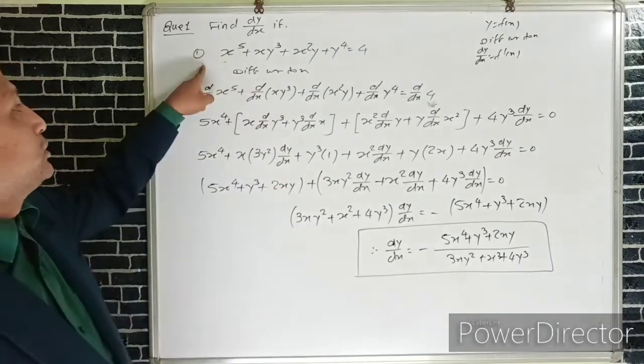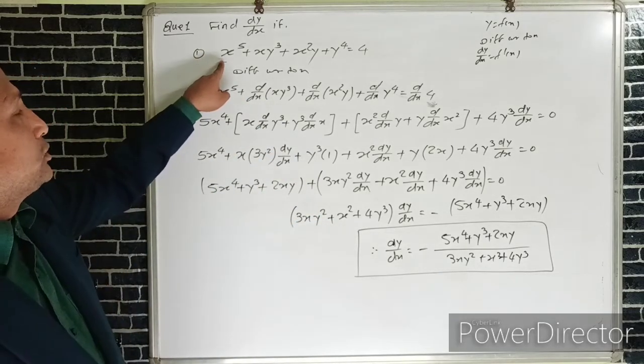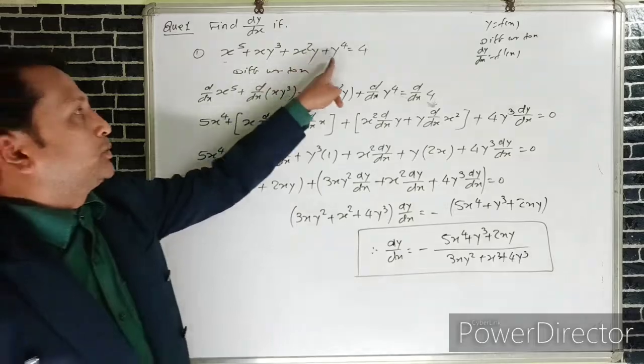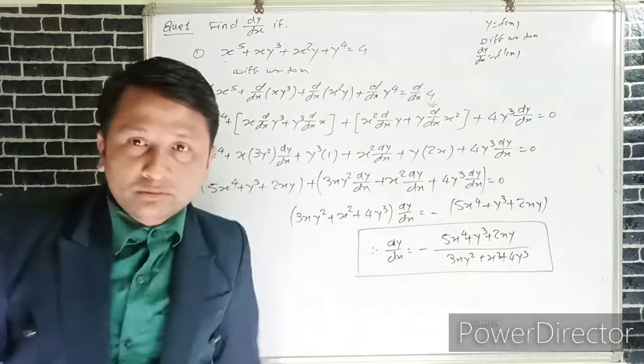This is when the function x raised to the power 5 plus xy cube plus x square y plus y raised to the power 4 is equal to 4. Write down.